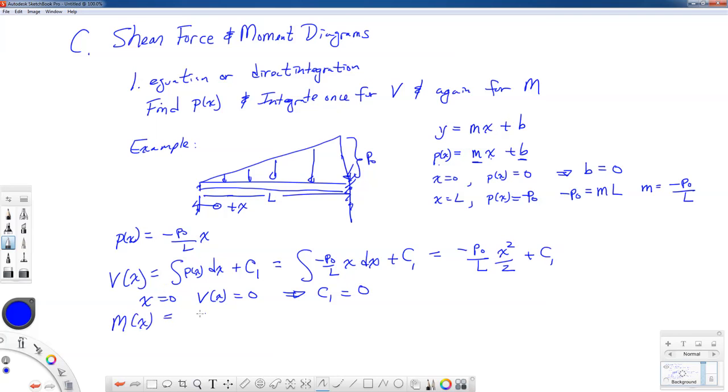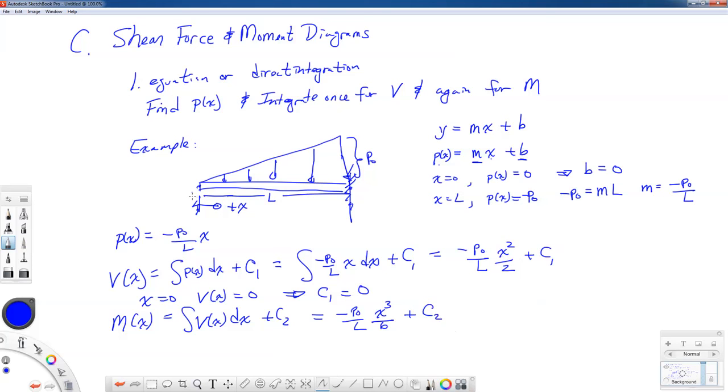Now if I want to find the moment as a function of position x, well then we know that that's the integral of the shear force with respect to x plus another constant of integration. In this case, if I integrate a quadratic, I will get a cubic. I add 1 to the exponent, divide by the new exponent, and since I knew that C1 was 0, I don't have that anymore, but I could have a second constant of integration.